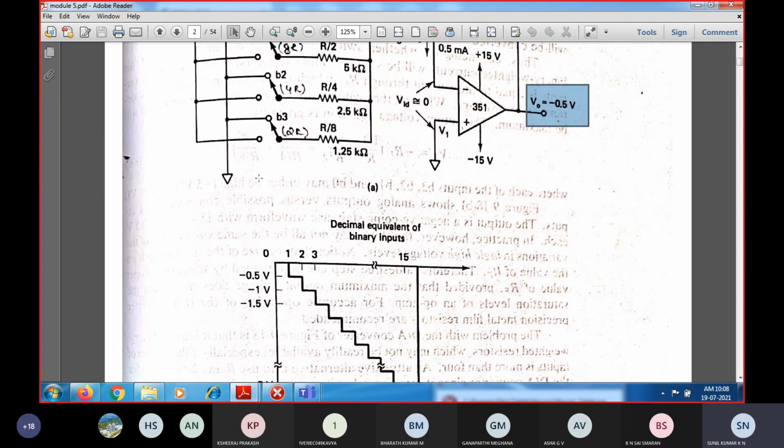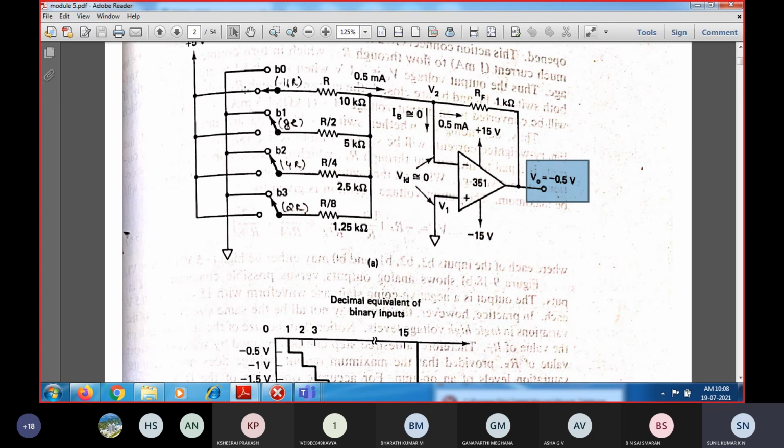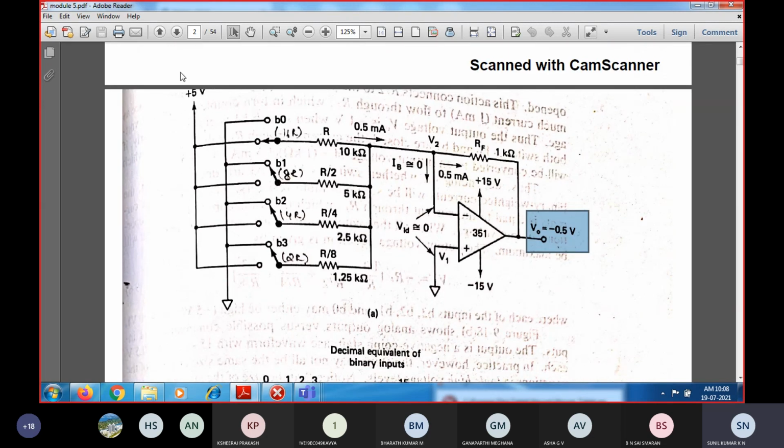The next case is when bit position B0 is connected to plus 5 volts. You can see this configuration. The rest of the bit positions are connected to 0, so B1 is connected to ground, and B2 and B3 are both connected to ground. When the corresponding bit is connected, 5 volts is applied, so we can easily find the current. The current is equal to 0.5 milliamps.